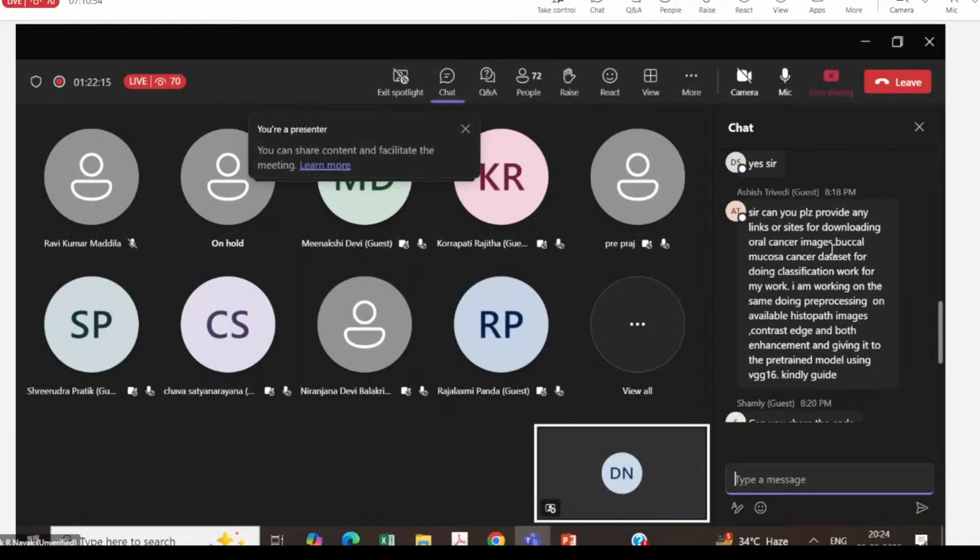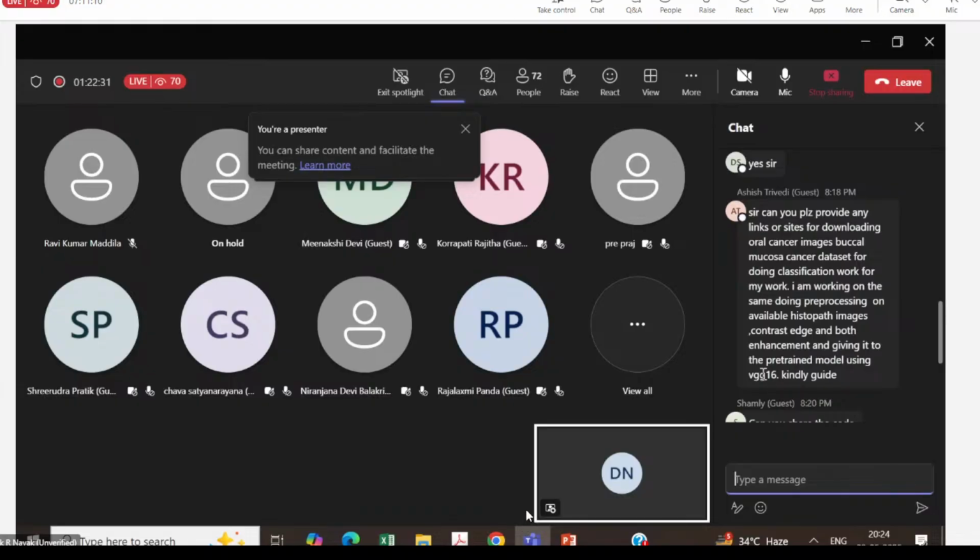Any other questions? Can you please provide any links or sites for downloading oral cancer images for doing classification work? I'm working on the same, doing pre-processing on available histopathological images, contrast enhancement, and giving it to a pre-trained model using VGG19.